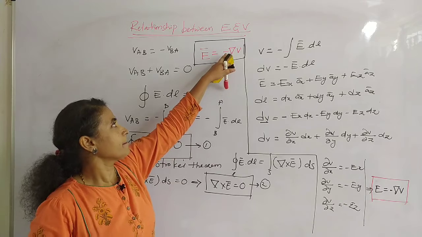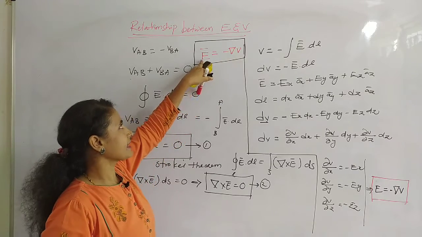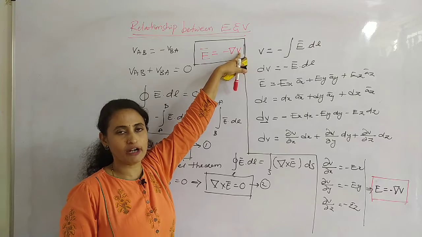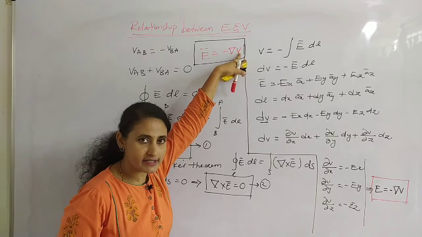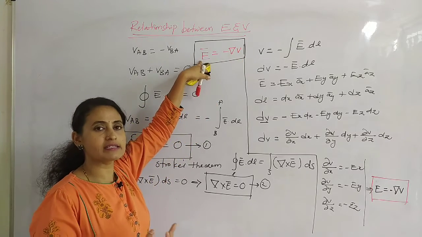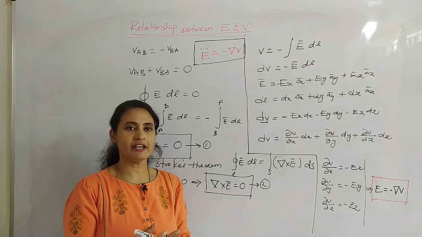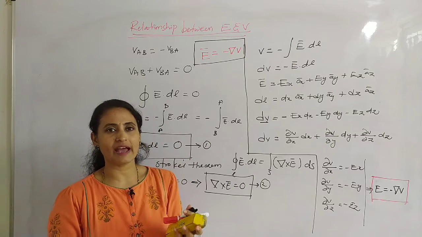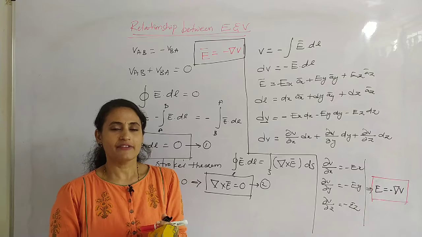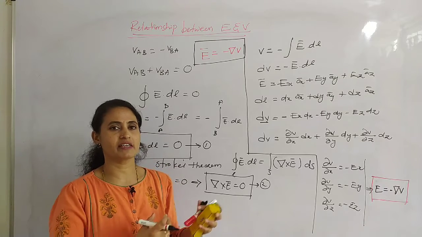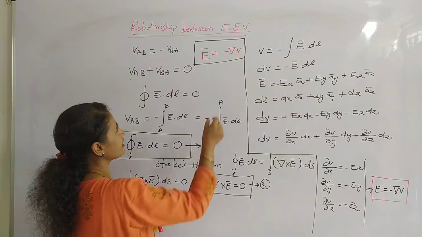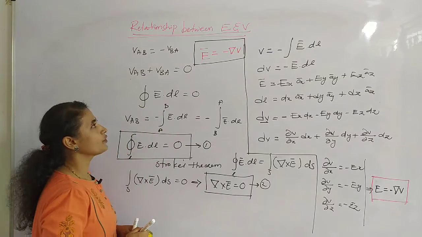Where the minus sign indicates that the electric field decreases with the increment of voltage, or the voltage decreases with the increase of electric field. Means one will be increasing, one will be decreasing. If we have a very strong electric field, we will have a weak potential, and if we have a very strong potential, there will be a weak electric field. So E bar is given by minus del into V.